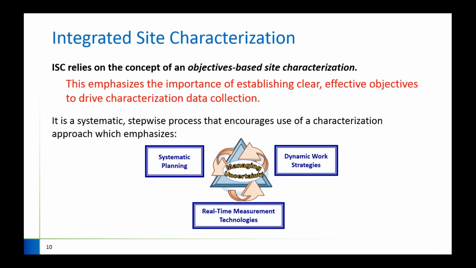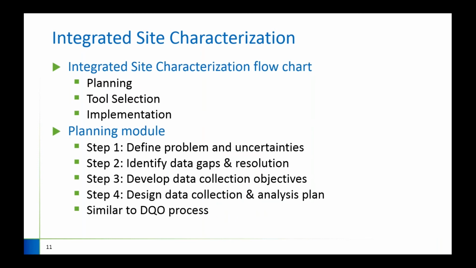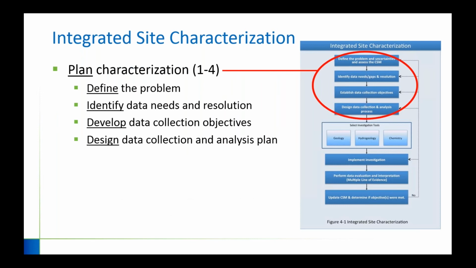You can think of the process in 3 steps: planning, tool selection, and implementation. The planning phase is the top part of this flow chart. This is where we go through what I just talked about: defining the problem, looking at the data needs, as well as the resolution of data that you might need, and then you develop collection objectives.